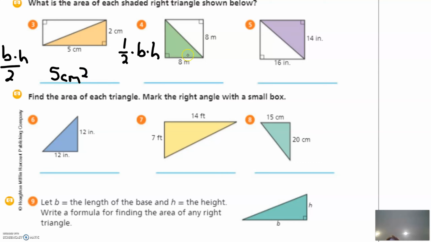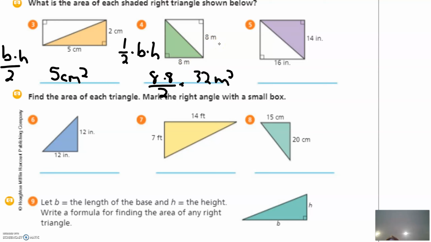All right, I don't know if you can see this next one without my writing in the way, but you've got 8 times 8 divided by 2. This is just like the square I did in the video earlier, isn't it? It's going to be 32 meters squared, because meters times meters is meters squared.